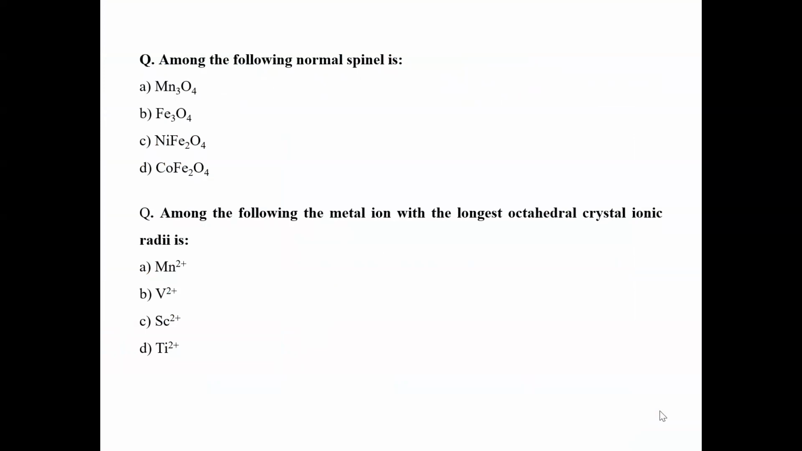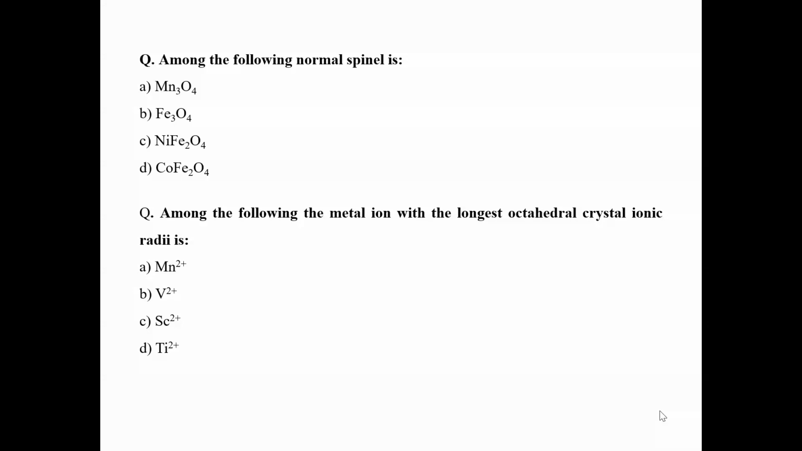And calculate the same for B plus 3. After that, there are two B, so just multiply that value by 2 and add both the values. So you will get a total value in case this oxide has a normal structure, right? In the second way, consider it as an inverse spinel, and calculate the crystal field stabilization energy accordingly.